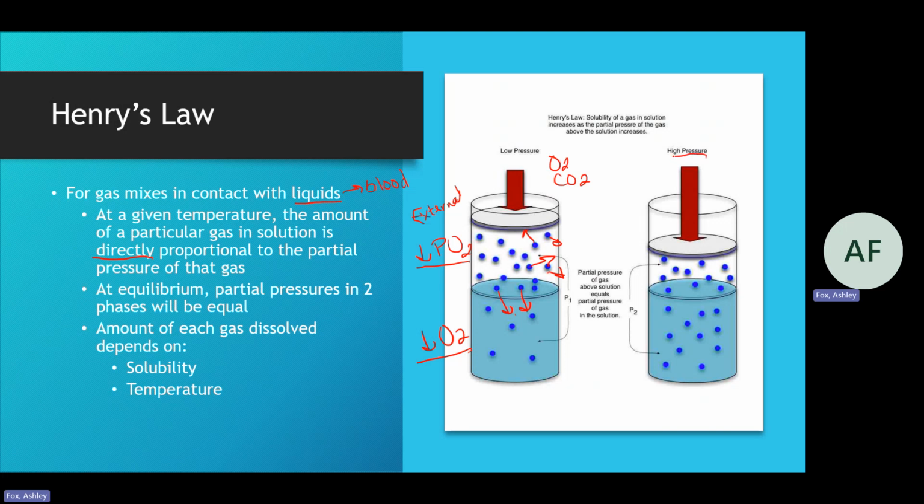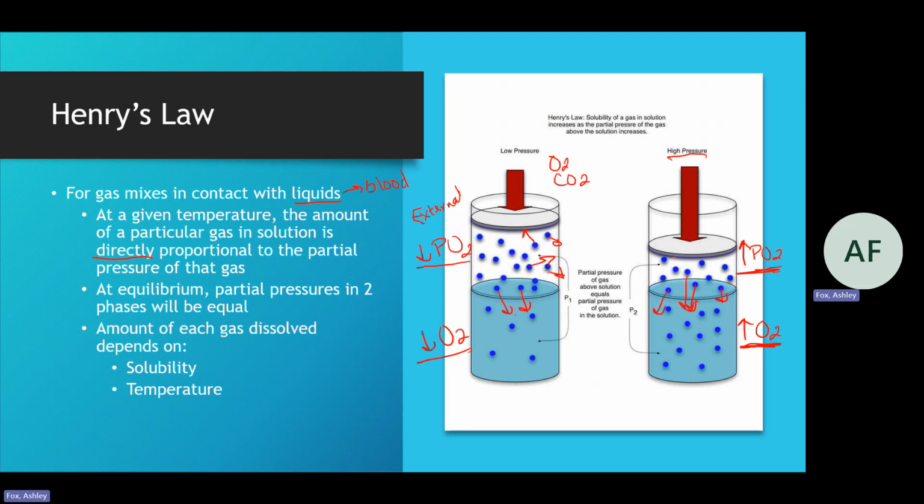Now you increase the pressure. If you increase the partial pressure of oxygen, then you're going to increase the amount of oxygen going into the liquid. Same kind of component. You're decreasing the amount of space, so you're increasing pressure. These molecules have less space to move, so there's more likelihood that they're going to hit the liquid and dissolve into it. So if you increase the partial pressure, you're increasing the amount of oxygen going into the liquid.